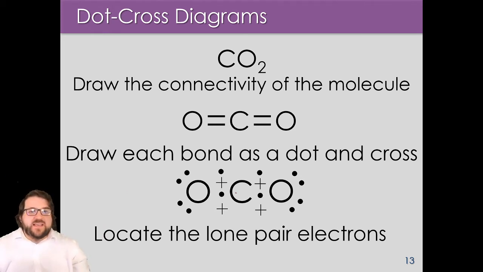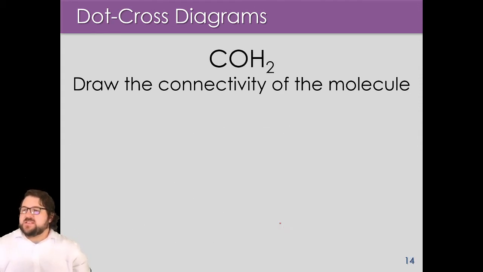So hopefully that makes some sense. This is our dot cross structure. It's showing where all the groups of electrons are. Let's have a look at the next one.